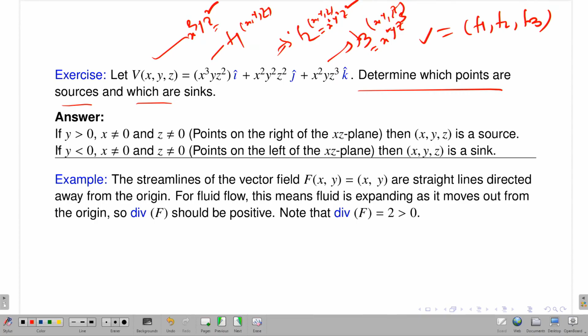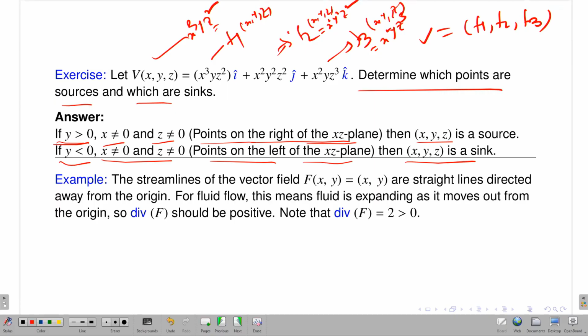And you will observe that if y is positive, x is non-zero and z is non-zero, that means the x component and z component are non-zero, depending on the sign of y, I have written the points on the right of the xz plane. I do not have any condition on x and z, it is just non-zero, but I am putting a condition on the y coordinate, that it is positive, that means points on the right of the xz plane, then the corresponding point x, y, z is a source. But now, if the second component y is negative, that means points on the left of the xz plane, then this is a sink. So this is very straightforward.